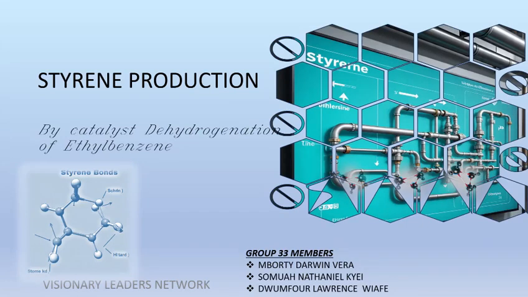Today I will be discussing the production of styrene by catalytic dehydrogenation of ethylbenzene, a crucial monomer in the plastic industry. This presentation will cover a breadth of applications from packaging to construction.